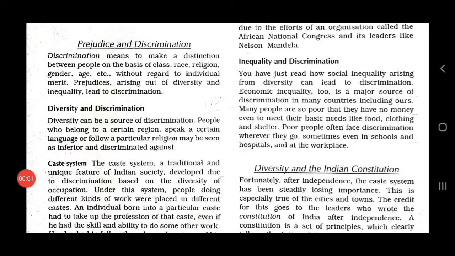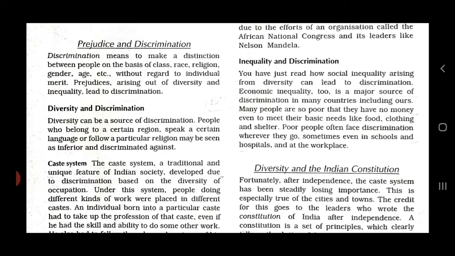Now, our next subtopic is diversity and discrimination. Here they are telling children that diversity can be a source of discrimination, that means it can give rise to discrimination. How? See, people who belong to a certain region, who speak a certain language or follow a particular religion, we might see them as inferior.